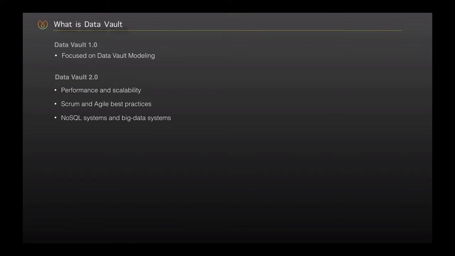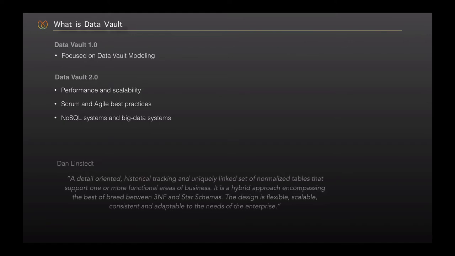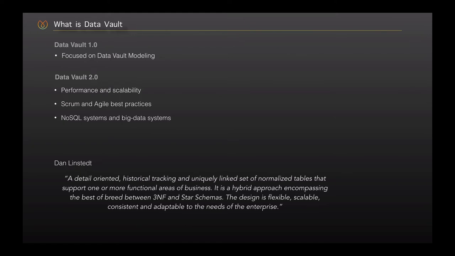A data warehouse is briefly described by Dan Linstedt as a detail-oriented, historical tracking, and uniquely linked set of normalized tables that support one or more functional areas of the business. It is a hybrid approach encompassing the best of breed between 3NF and star schemas. The design is flexible, scalable, consistent, and adaptable to the needs of the enterprise. But actually, contrary to popular belief, Data Vault is not just a modeling technique. It is an entire methodology for data warehouse projects.